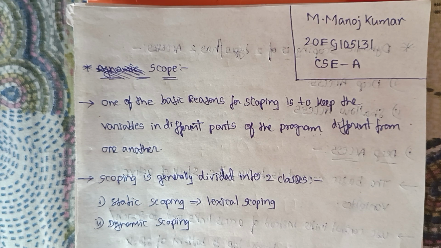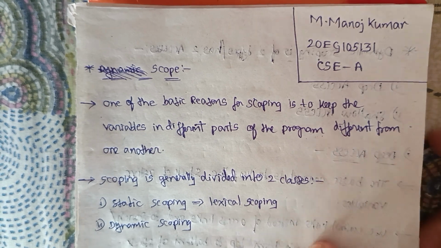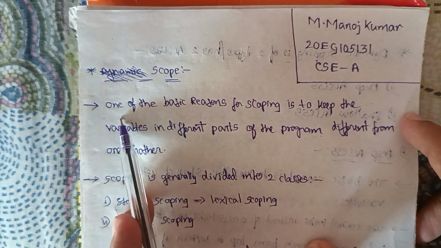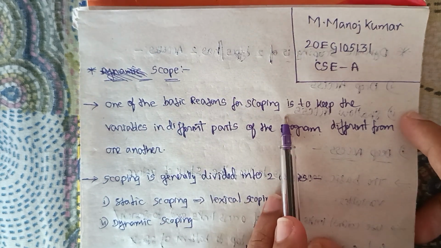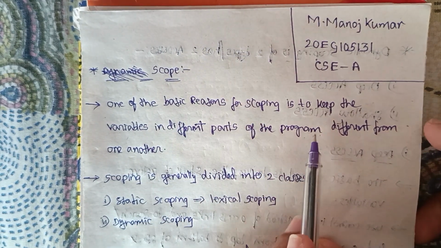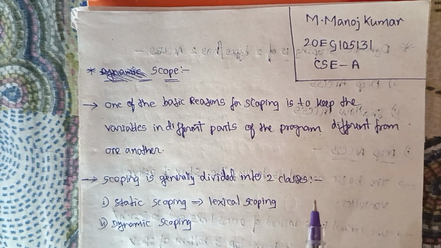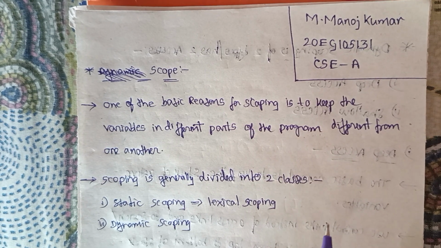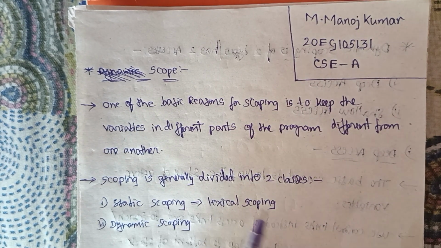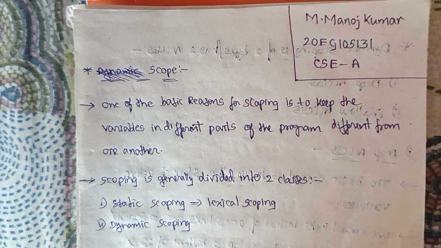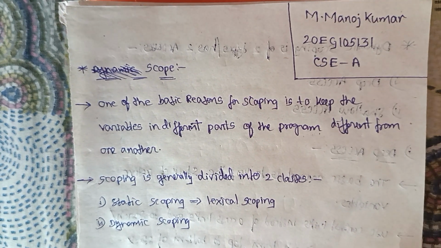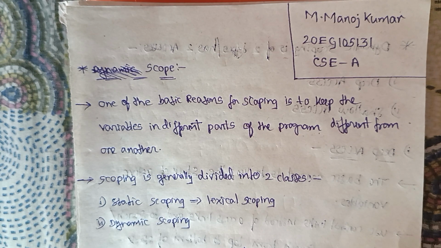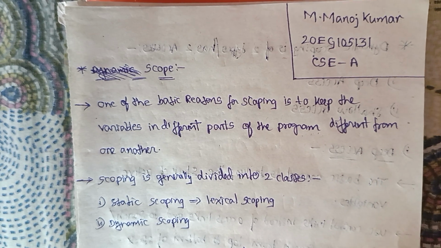Before knowing about static scoping and dynamic scoping, let us know what scope is and why we use this concept. One of the basic reasons for scoping is to keep the variables in different parts of the program so that we can use the variables whenever we want. Let us take the examples of local variables and global variables. The concept of local and global variables comes under this scoping procedure.